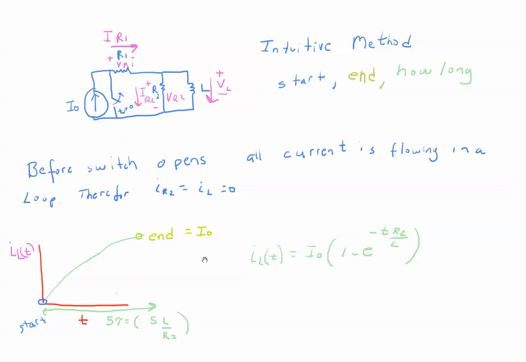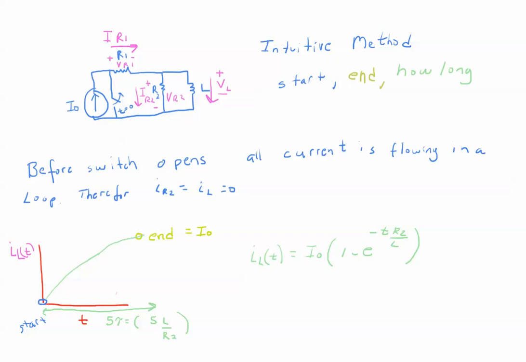So here's the complete response. We started at 0, we ended at I naught, and we have this exponential approach, and how long it takes is controlled by R2 divided by L. Remember, that means the time constant is actually 1 over this, so it'll take 5 times the inverse of this to get where we're going. R2 divided by L has units of frequency, which is 1 over second, which makes the units match here.